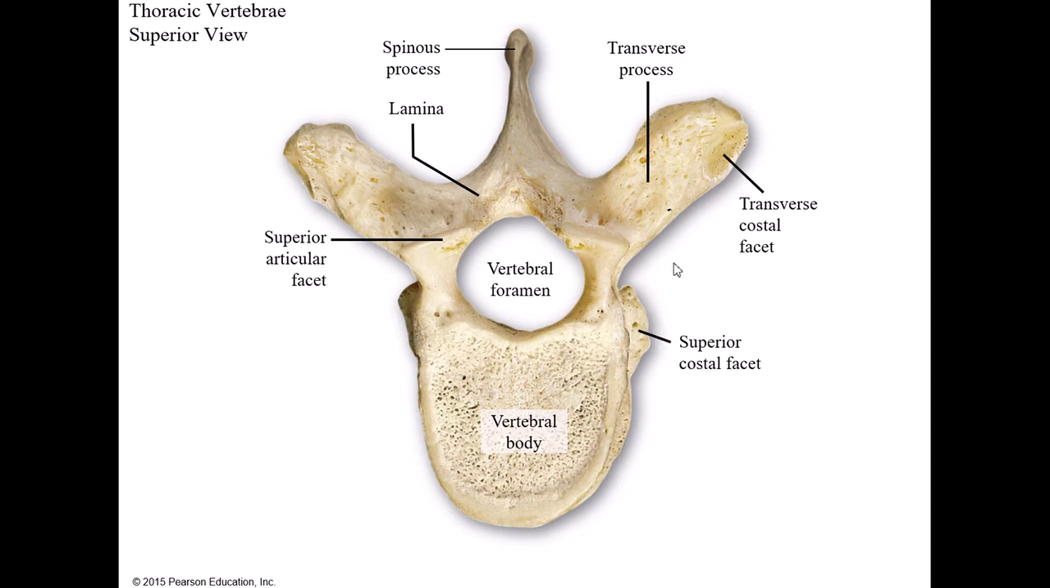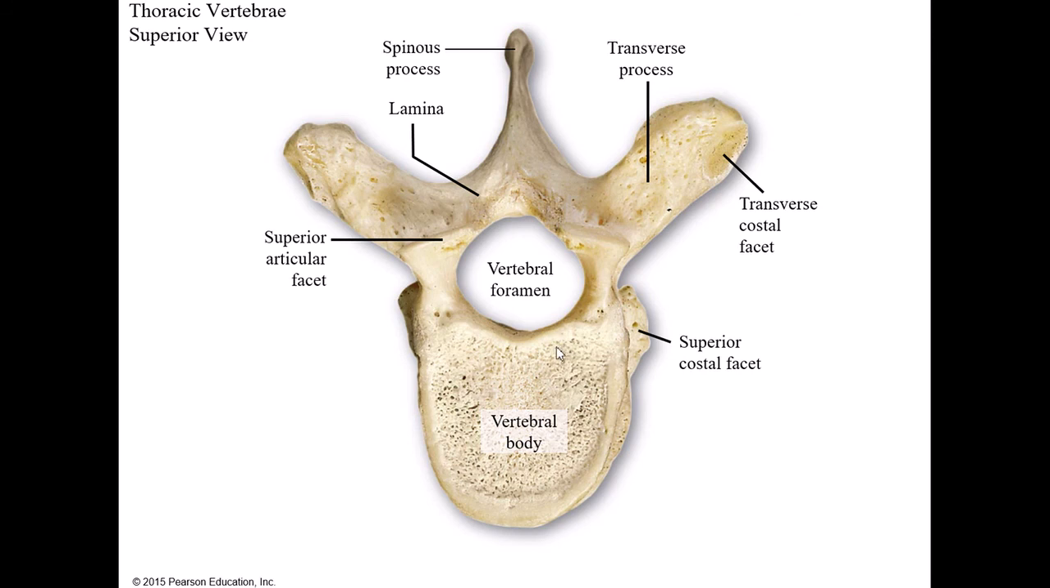Then the rib goes backwards like this, and it's also going to articulate on the transverse process. So there's another facet on the transverse process. This is called the transverse costal facet. Transverse means it's on the transverse process. Costal means rib. And facet just means it's a flat area. So since there's two facets for the rib, this vertebrae can only be a thoracic vertebrae.